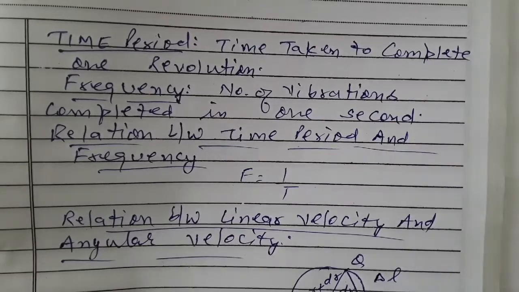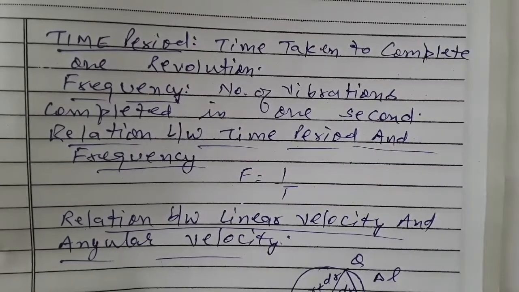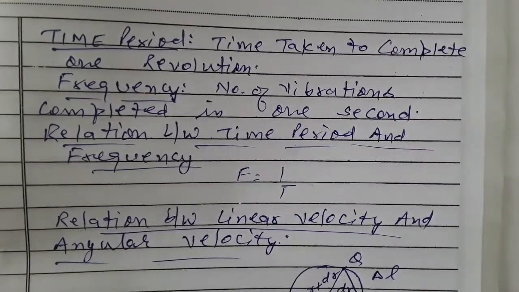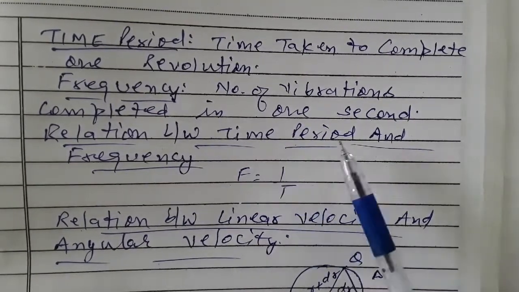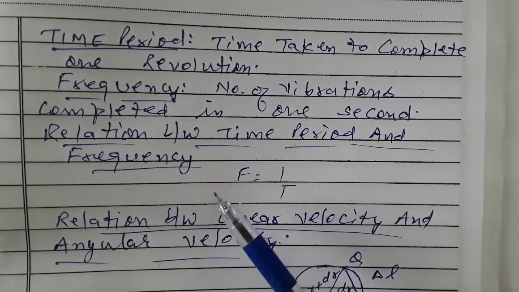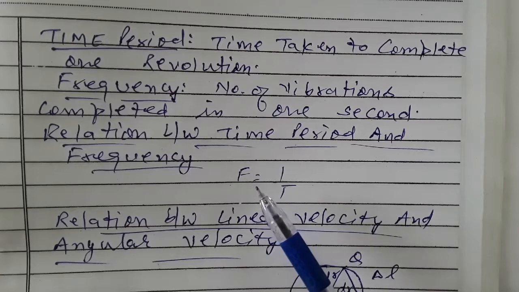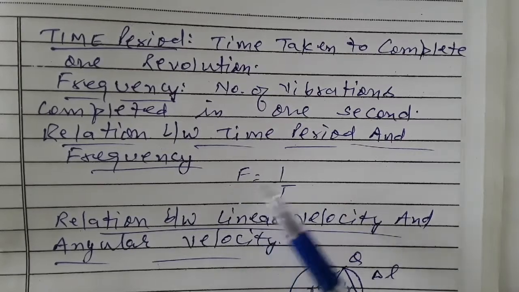Next definition is time period. Time taken to complete one revolution is known as time period. And we know the definition of frequency: the number of vibrations completed in 1 second is known as frequency. Now we can find the relation between time period and frequency. Frequency is equal to 1 by time period, so f is equal to 1 by T.